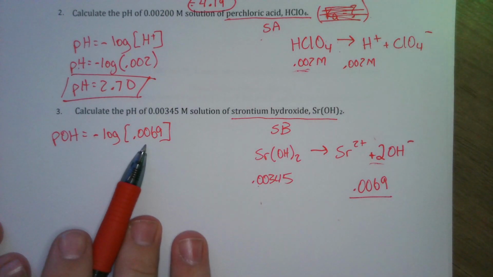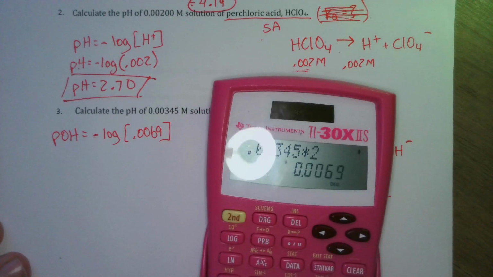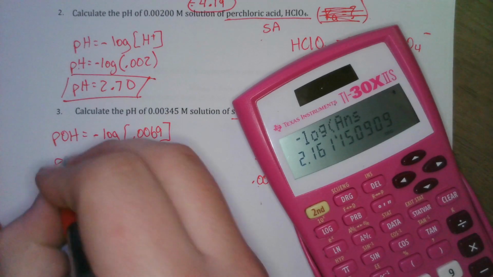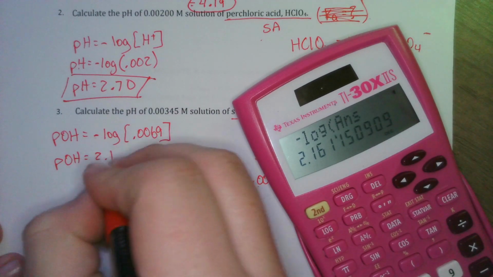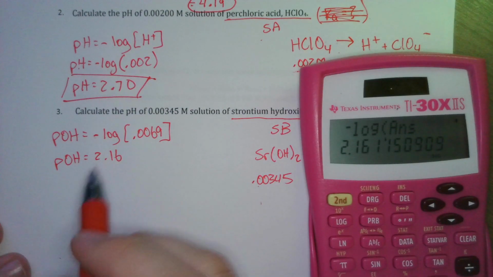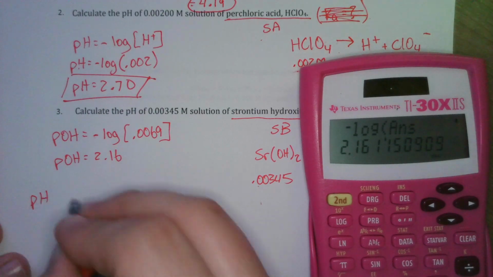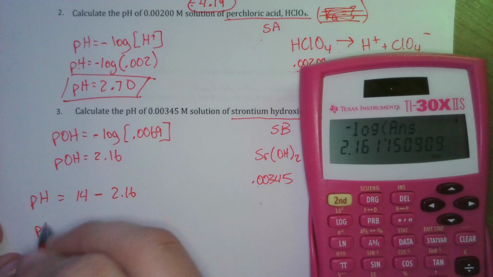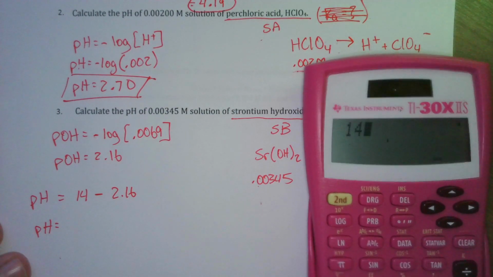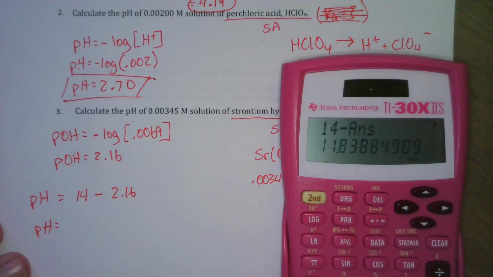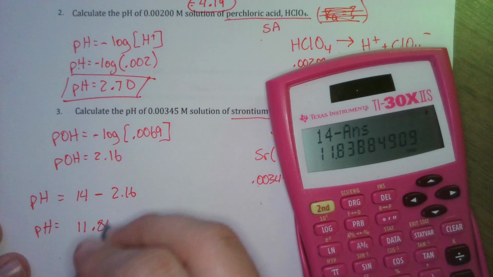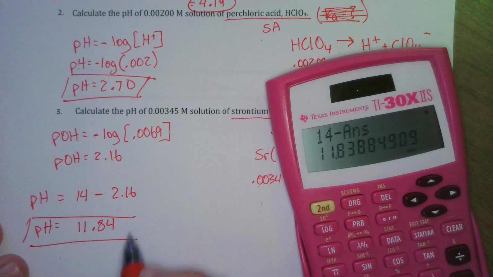Okay, that's my concentration. Now just take the negative log of it. 2.16. That's my pOH. So if you want to find the pH, just do 14 minus whatever you get, which I get 11.84 as my pH.